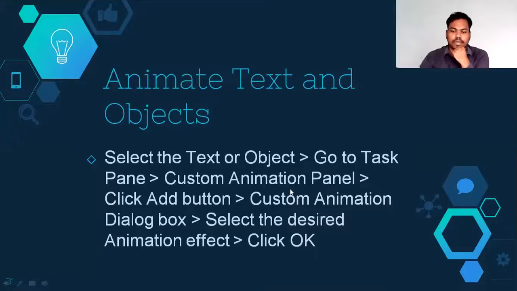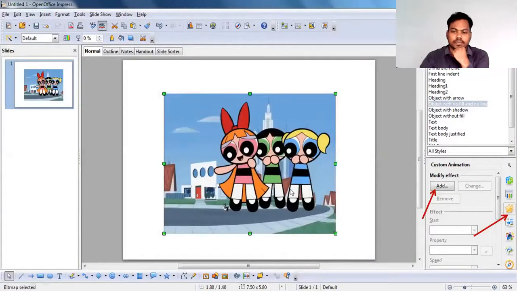And transition is when we move from one slide to another slide, the special effect which is applied is a transition. Transition means phase, right? Now, as you can see, how to apply animate text or something.